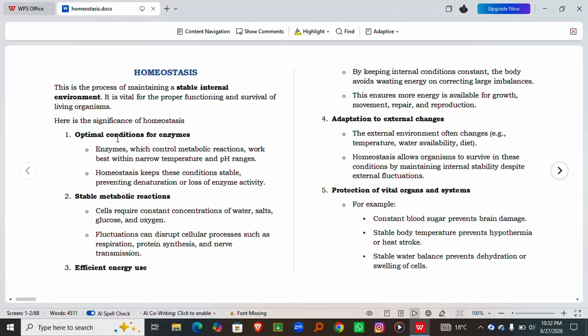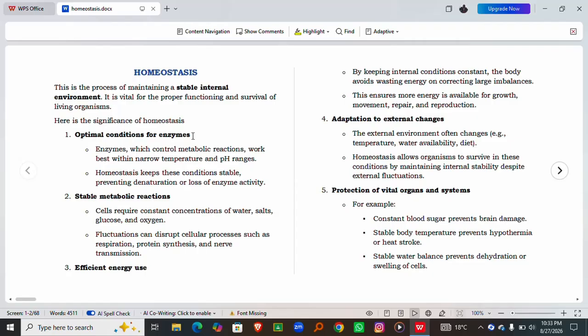There is need for us to study homeostasis because it is a very vital process in the functioning and survival of living things. So we are looking at the significance. What is the significance, or what is the advantage of having a stable internal environment?